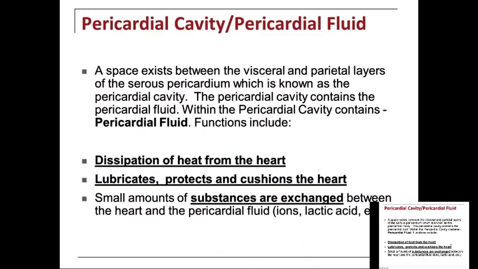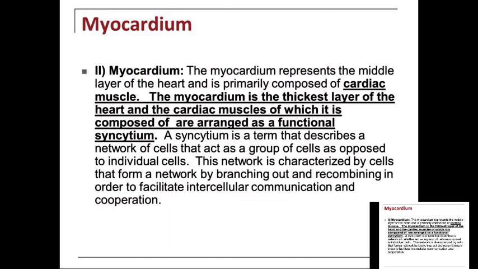So now in that cavity, the pericardial cavity where you have that fluid, the fluid is really important because it's going to dissipate heat from the heart, because that thing is pumping pretty aggressively. Any muscle that's contracting is going to generate heat, right? Think of skeletal muscle. When your muscles are contracting aggressively, you get hot, you overheat. It's going to lubricate and protect and cushion the heart, and it's also involved in substance exchange. Ions and lactic acid, etc.